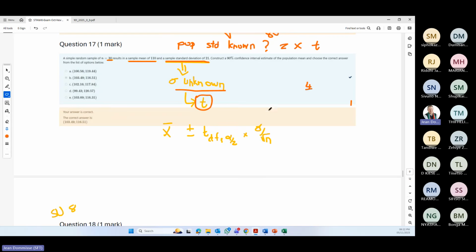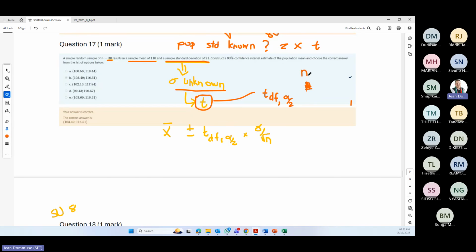Okay, so if we then work with the T, we need to know the degrees of freedom and what confidence interval we're working with. Degrees of freedom is, let's just say, n minus 1.